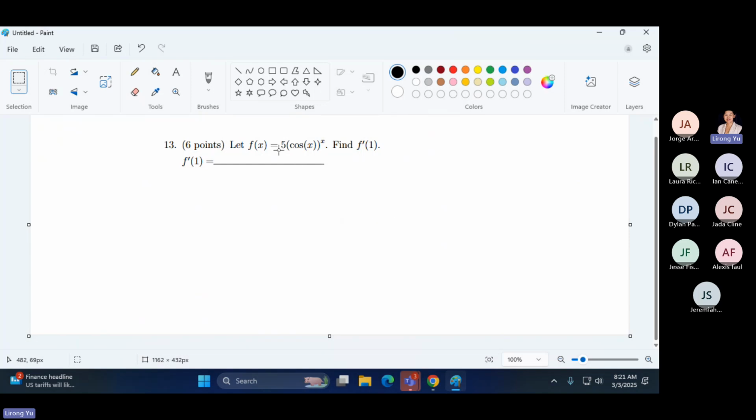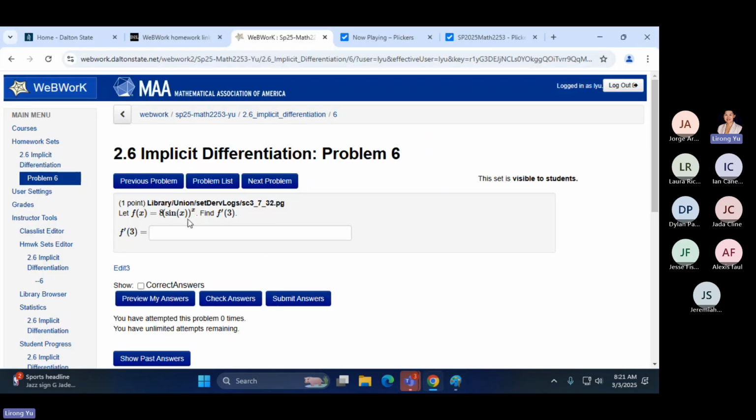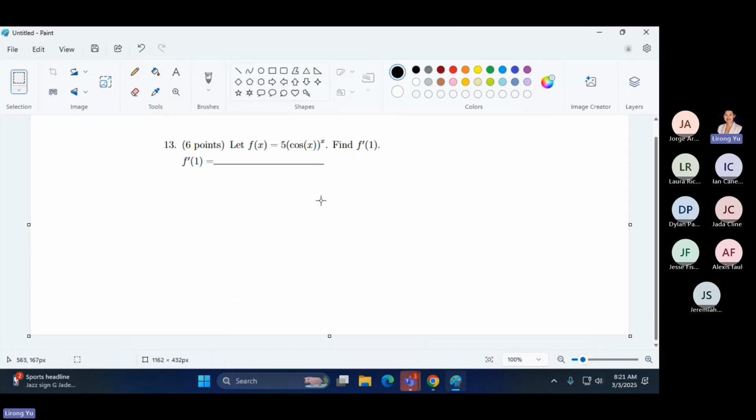So you can see this is a number multiplied by cosine x to the power x. In the homework it is sine x to the power x. So they have a similar format, but definitely a different version. Depending on your version, you might have sine, cosine, or tangent. Essentially, we put a number times a trig function to a power x. It's really the design of the question.